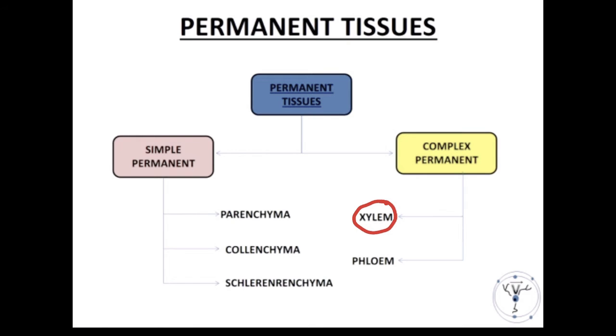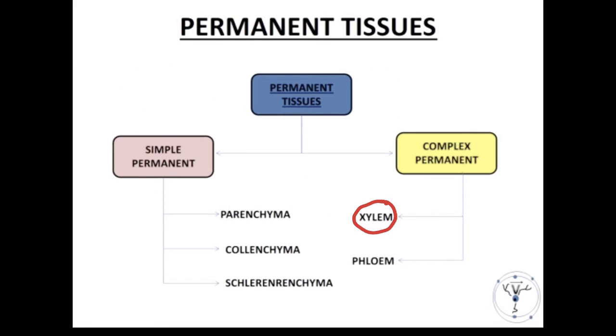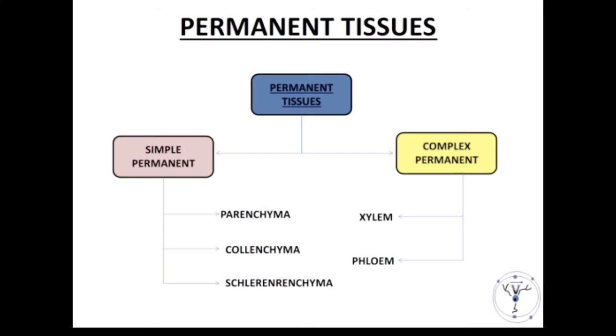Xylem, as we all know, is responsible for carrying water and minerals from the roots to other parts of the plant. It has a unidirectional flow, while on the other hand, phloem has a bidirectional flow and it is responsible for carrying the food material to different parts of the plant.